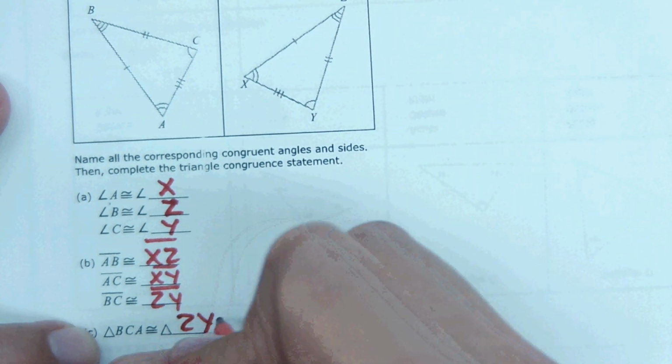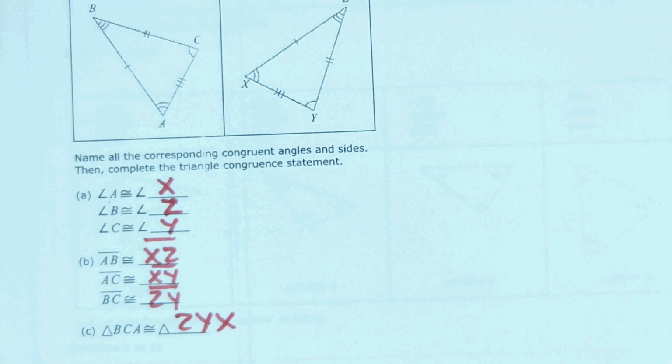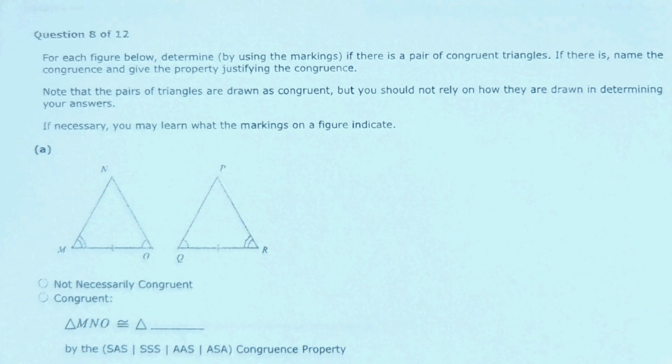And then triangle BCA, we're writing the congruent statement. When you write this, it has to be in order. So BCA is 3 lines, one arc, 2 arc, 3 arc. Yeah, so I have to do that same pattern. BCA would be ZYX.